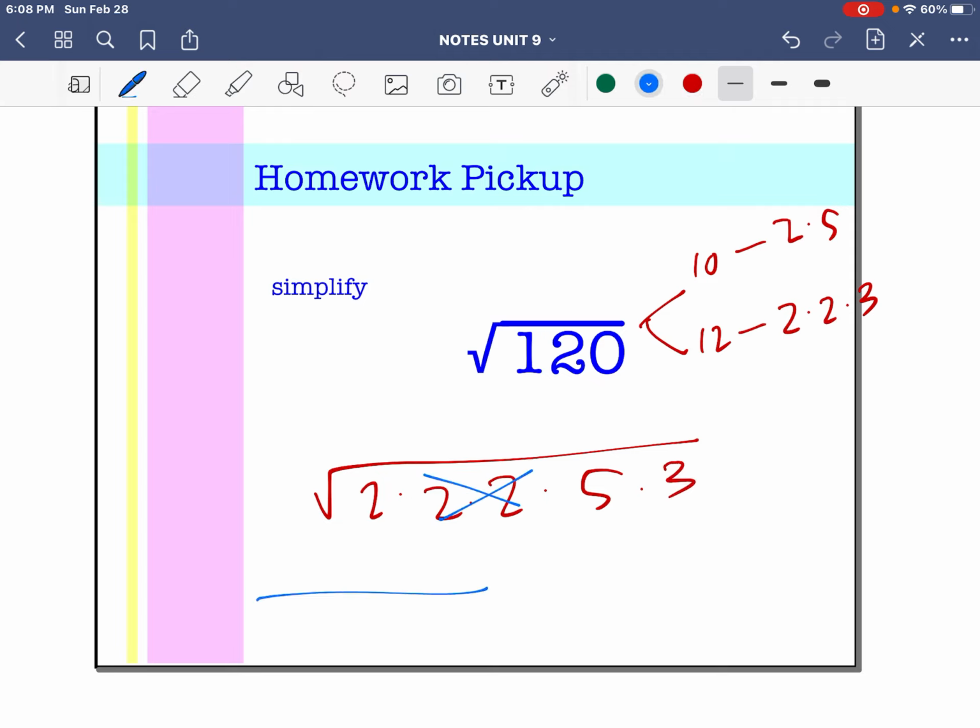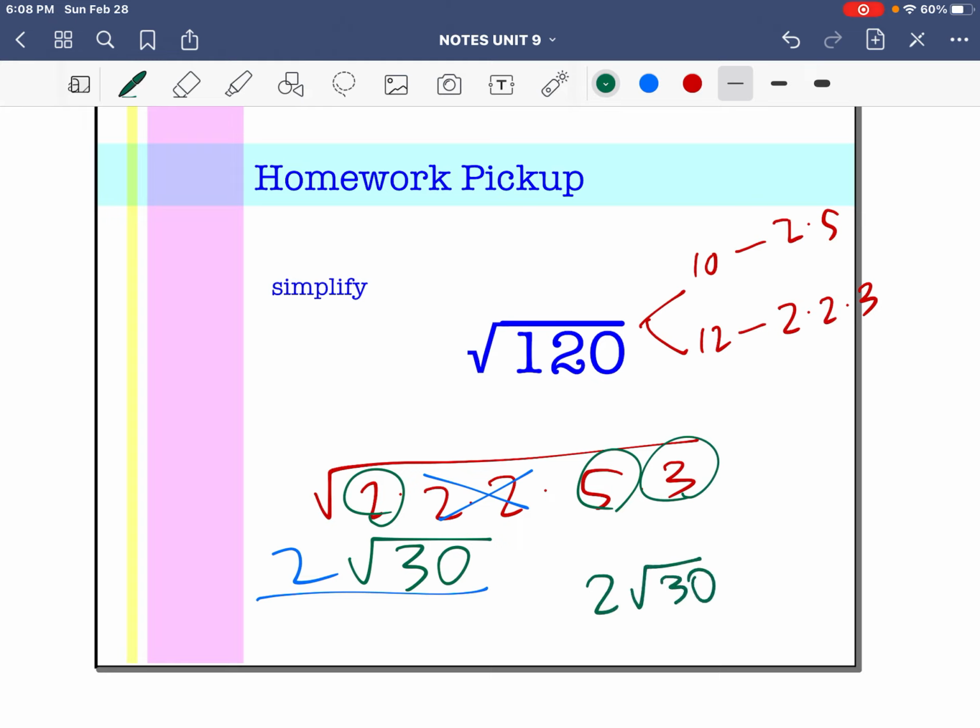So my matches on this one is a 2. And my leftovers are all of these parts. We're going to multiply all of those, and that's going to be 30. So 2 square root of 30 is my final answer for this one.